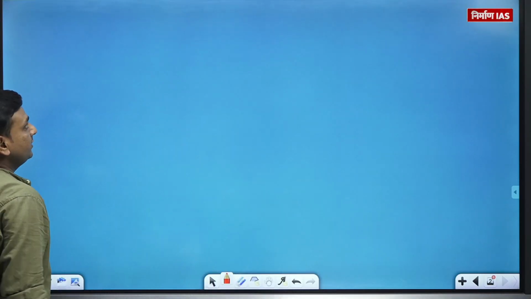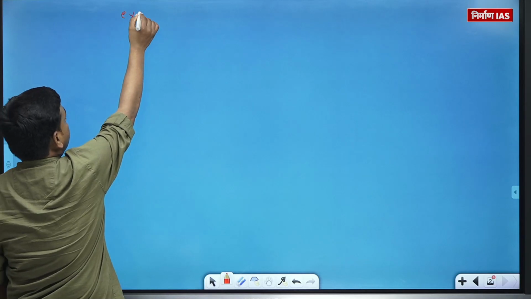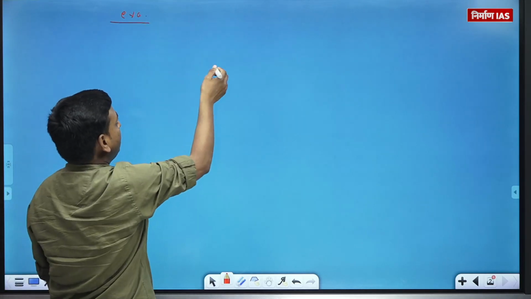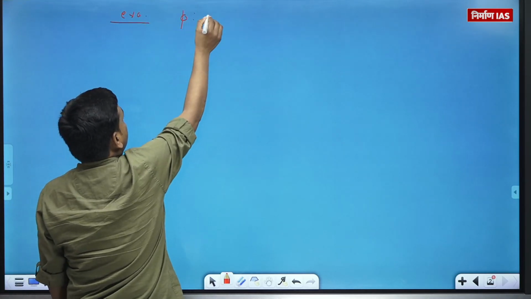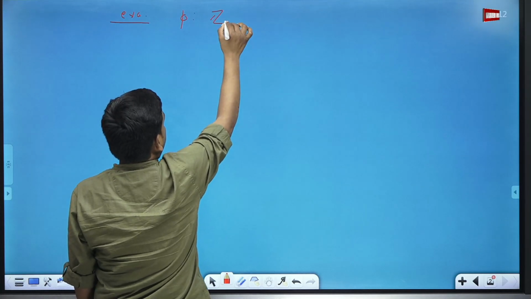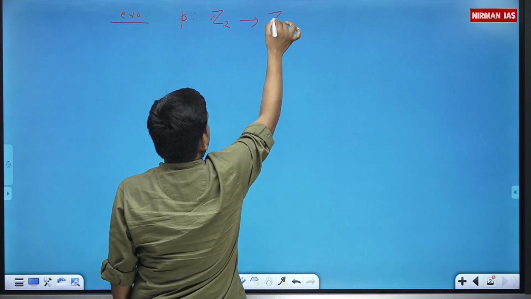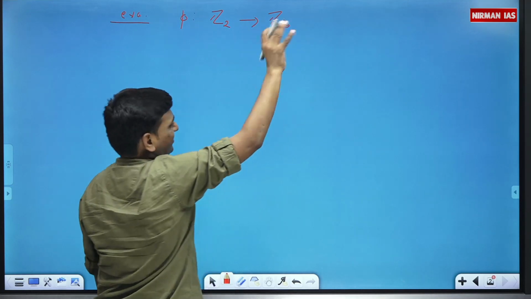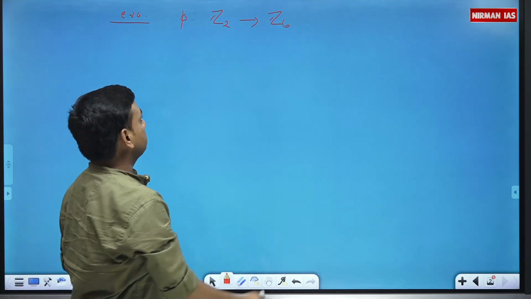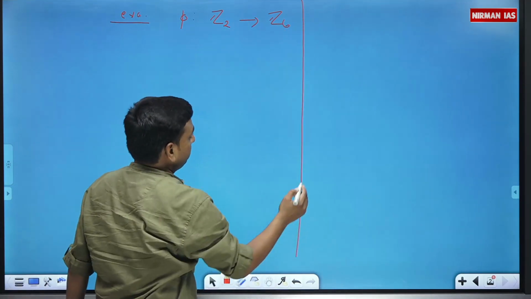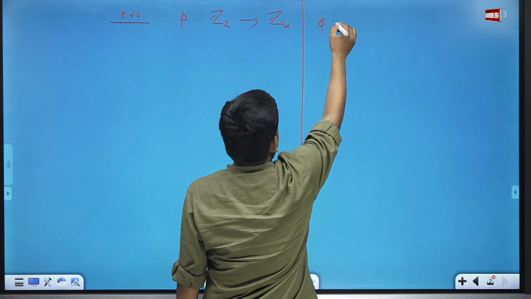In the same manner, we can discuss some other example also. Let's define a mapping from Z2 to Z6. Basically, we'll be taking two examples here. I guess that will be more clear.